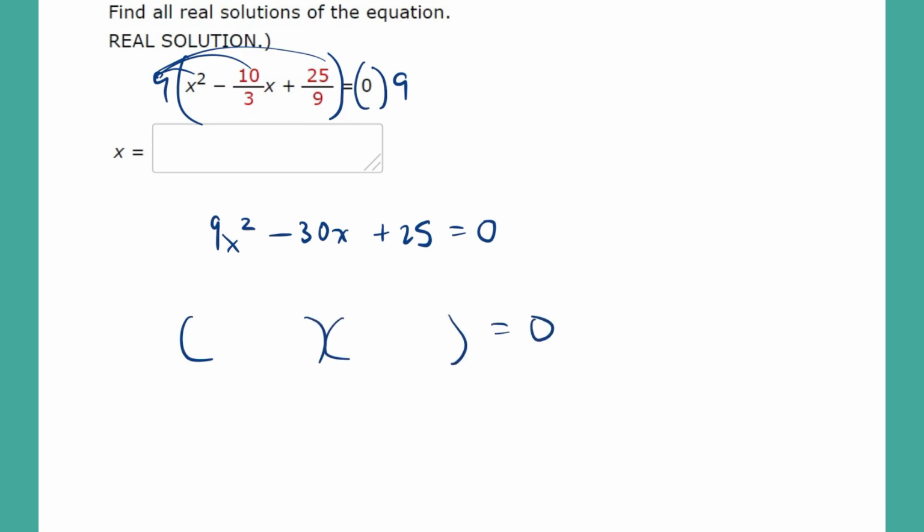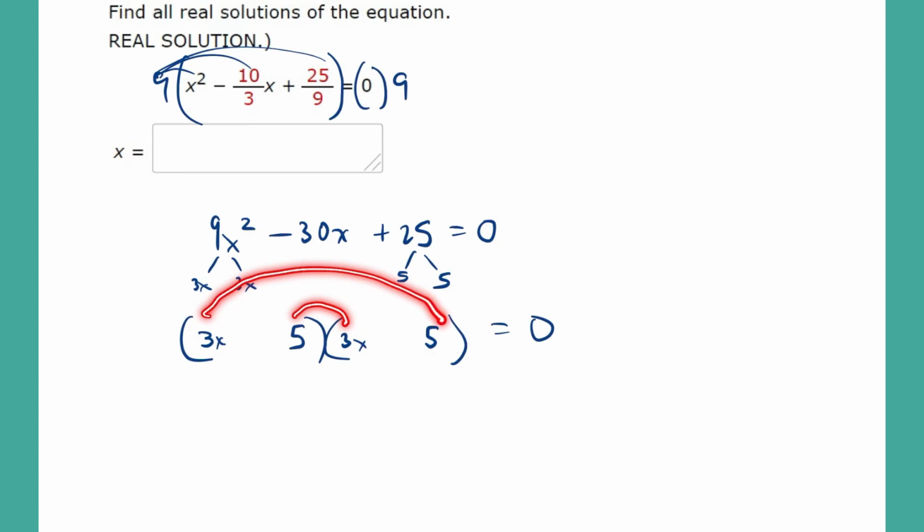So what I would try was I would try to break this up into 3x times 3x. I would break this up into 5 times 5. And then you would want to check the inner and the outer terms to see if it adds up to negative 30. So that's 15x and 15x. If you make these negatives, then you're going to get negative 15x, which is negative 30x, and that would make it work.